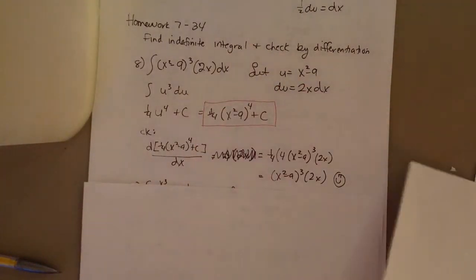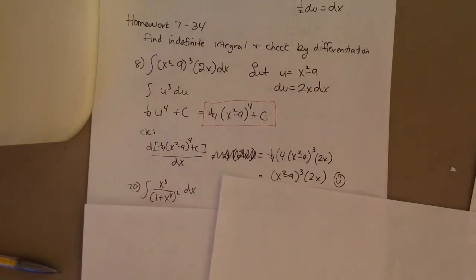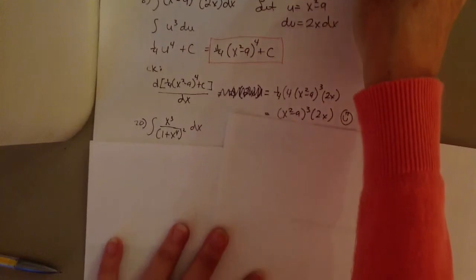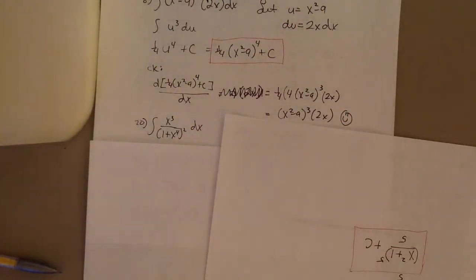Let's do another one from your homework. I'm sorry, I'm doing the evens. Yours is the odds. Number 20. I'm going to take the antiderivative of x cubed over 1 plus x to the fourth quantity squared.